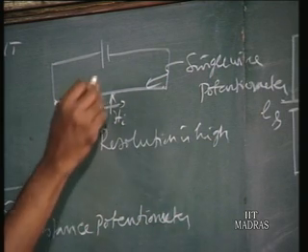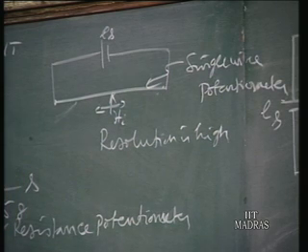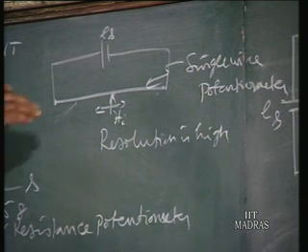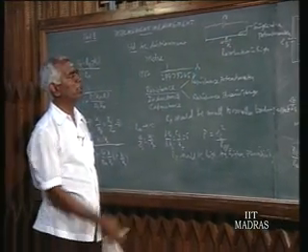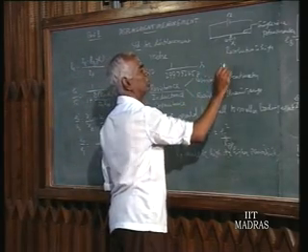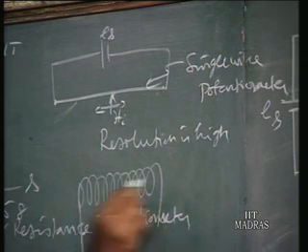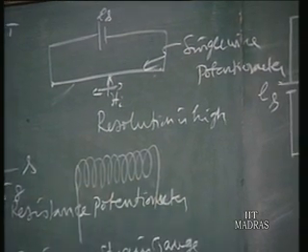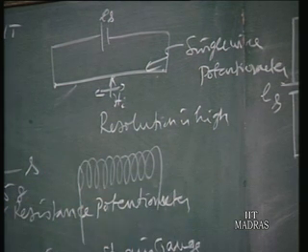But the problem here is that the voltage ES cannot be large because this resistance is small. So ES cannot be a large value for having a larger sensitivity. To increase the value of ES, you have to have a larger length of resistance wire. That is achieved by having a wire wound potentiometer. For a given length of potentiometer, you have a larger wire wound over a spool.